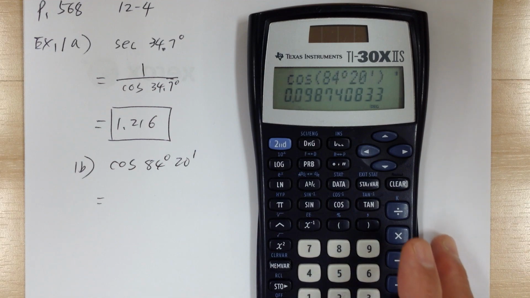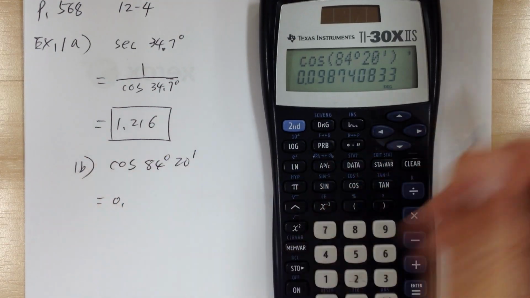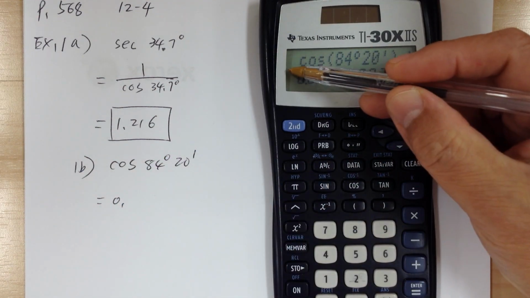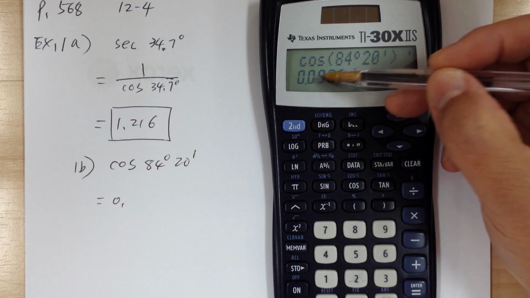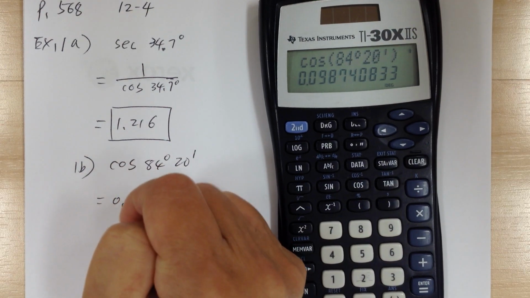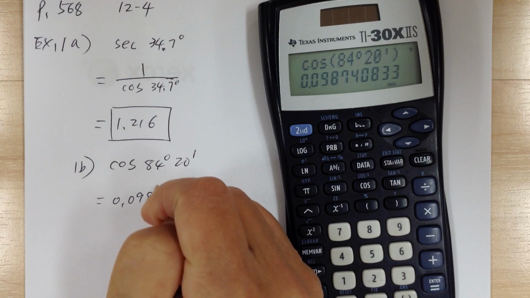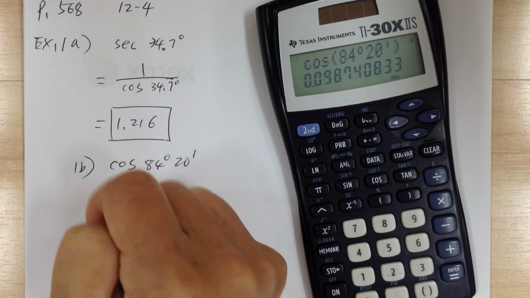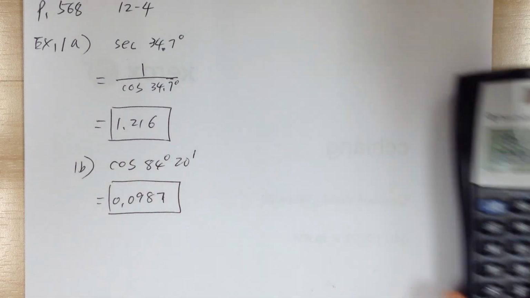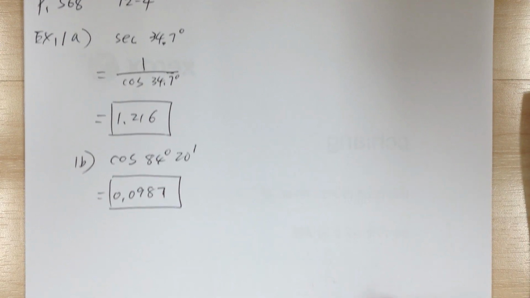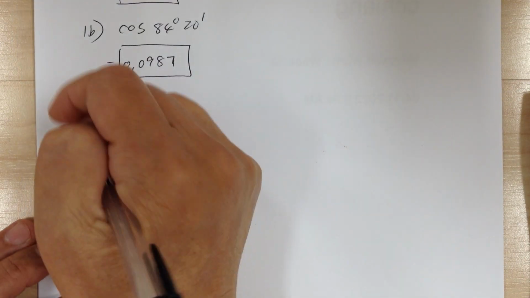equal. And so again, 3 significant digits means the 0 in front does not count. So it will be 0.0987, and that would be your answer. So make sure you know how to use your calculator. Okay, let's go to example 2.